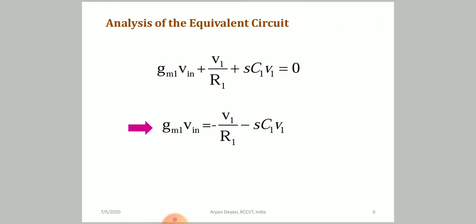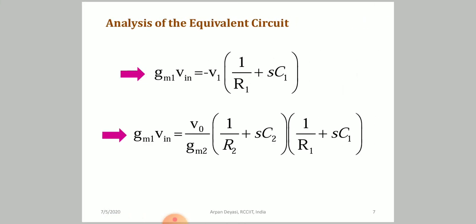So now I am coming to the input side. The input side has gm1 into Vin, that is for one of the MOSFETs. The current flowing through the resistance is V1 by R1, and similarly the capacitance effect is sC1 V1. Similarly, now you have to find Vin as a function of V1. If you calculate that, naturally you will get gm1 Vin equals minus V1 into some parameter. And you have already calculated V1 as a function of V0 from the output part of the equivalent circuit.